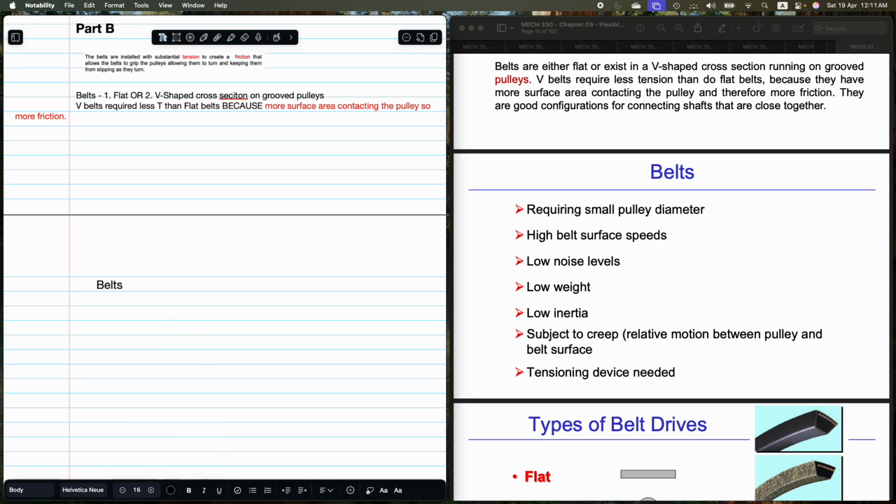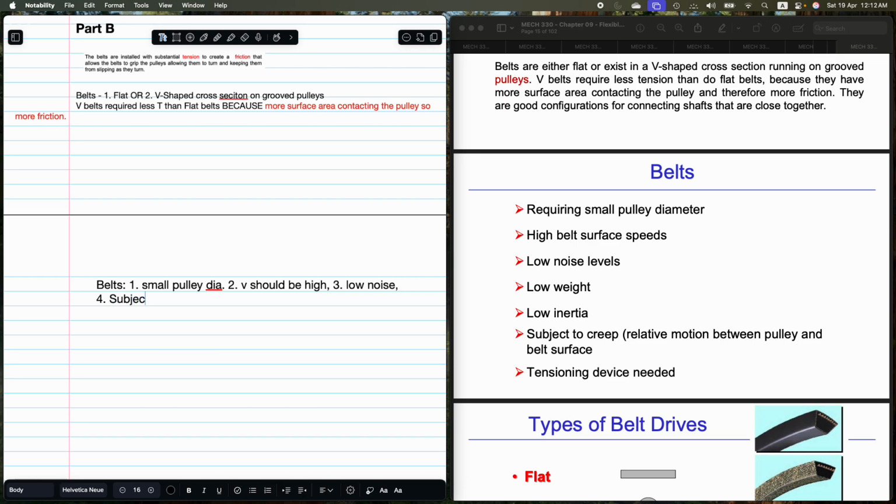So belts require a small pulley diameter. Then what do we need? We need high belt surface speed. So I'm guessing N should be high. Oh no, belt speed. So V should be high. Three, low noise. Then we got four, low weight, subject to creep.